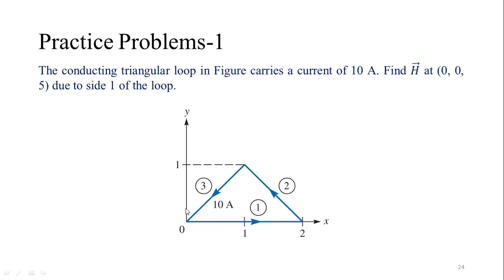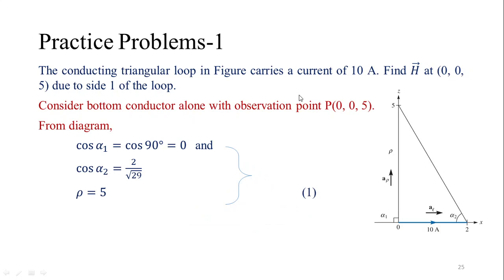So a current carrying conductor is placed in the form of a triangular loop with sides 1, 2, and 3, and we need to find the field due to side 1 at a point (0,0,5). That is the given problem statement. So consider the bottom conductor alone, with observation point P.